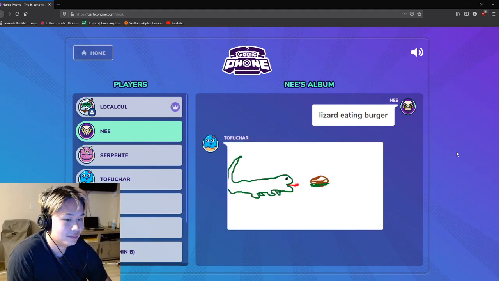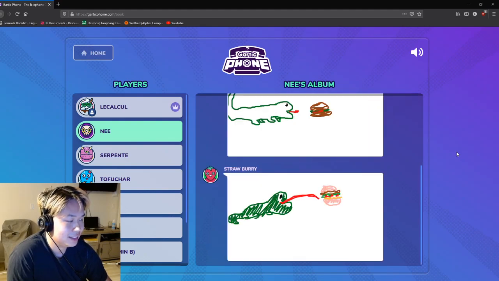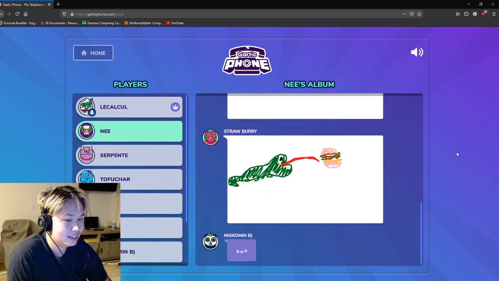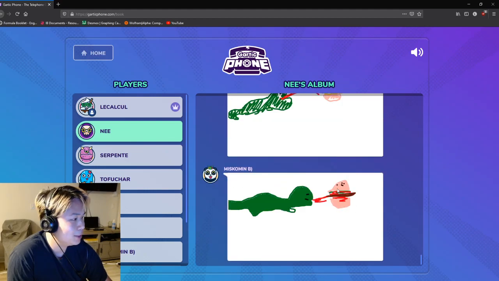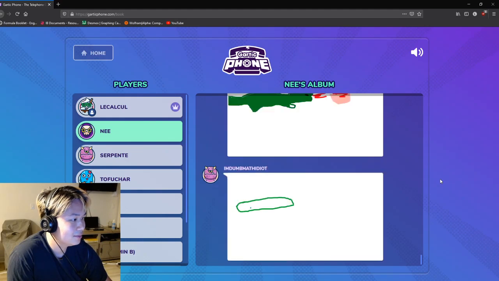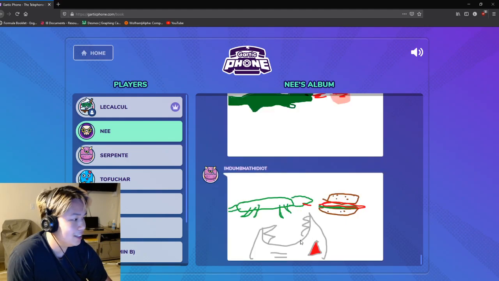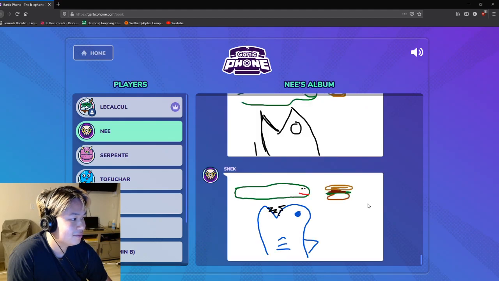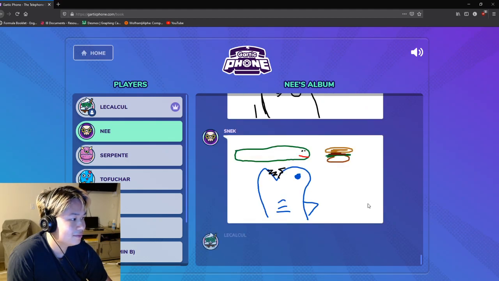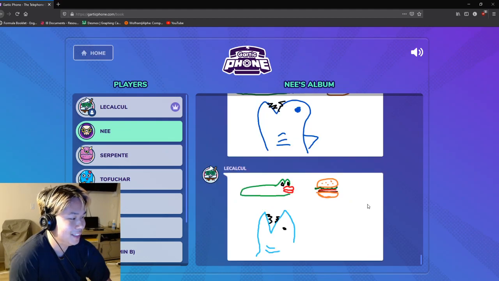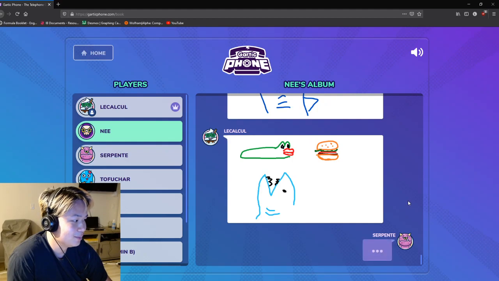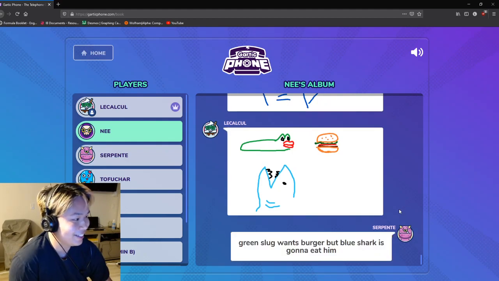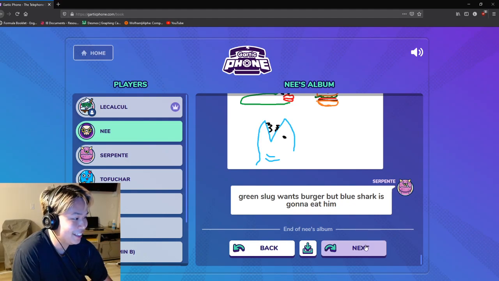Nice. A shark comes in here. Because this was the last drawing I did. Why is your burger pink? Why you gotta do this? Green slug wants burger, but blue shark is gonna eat him.